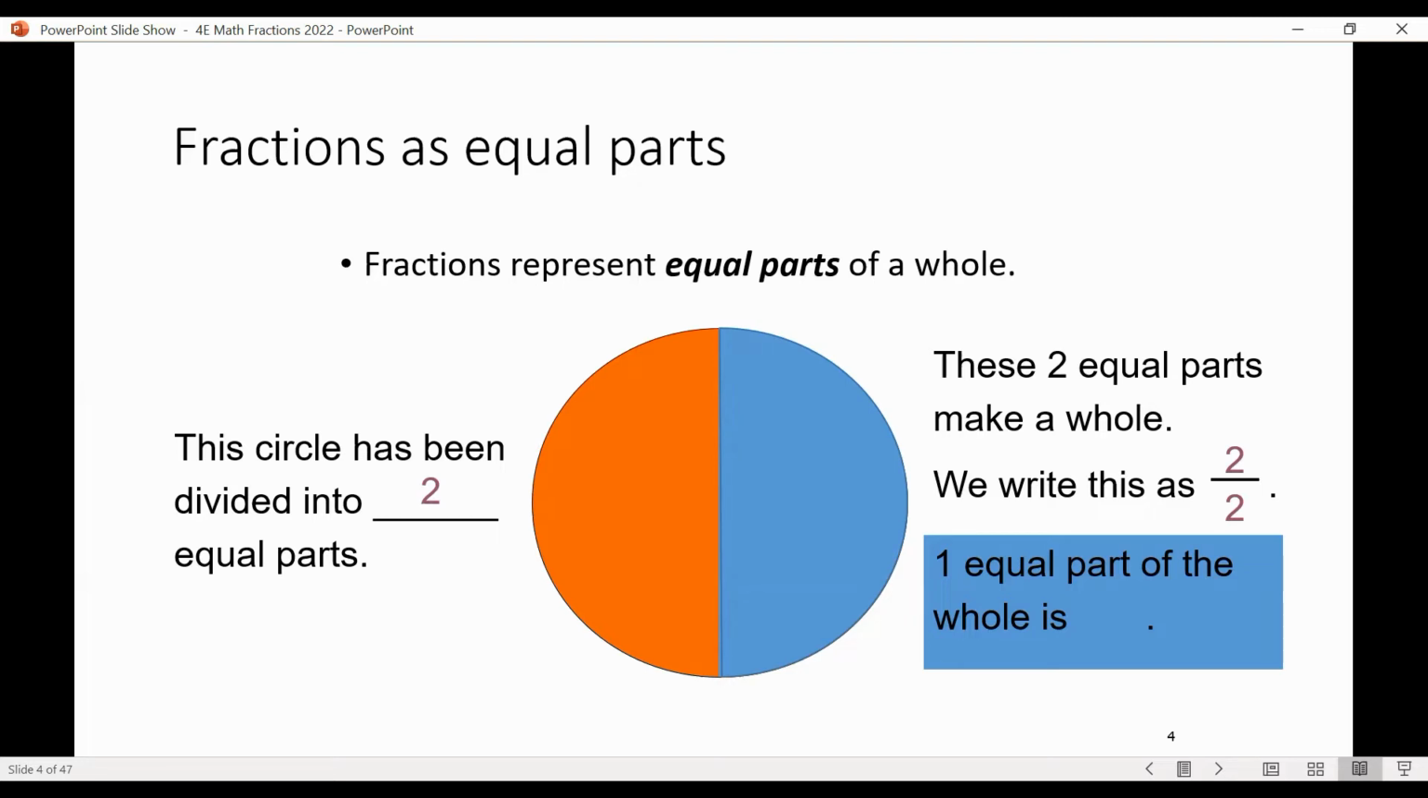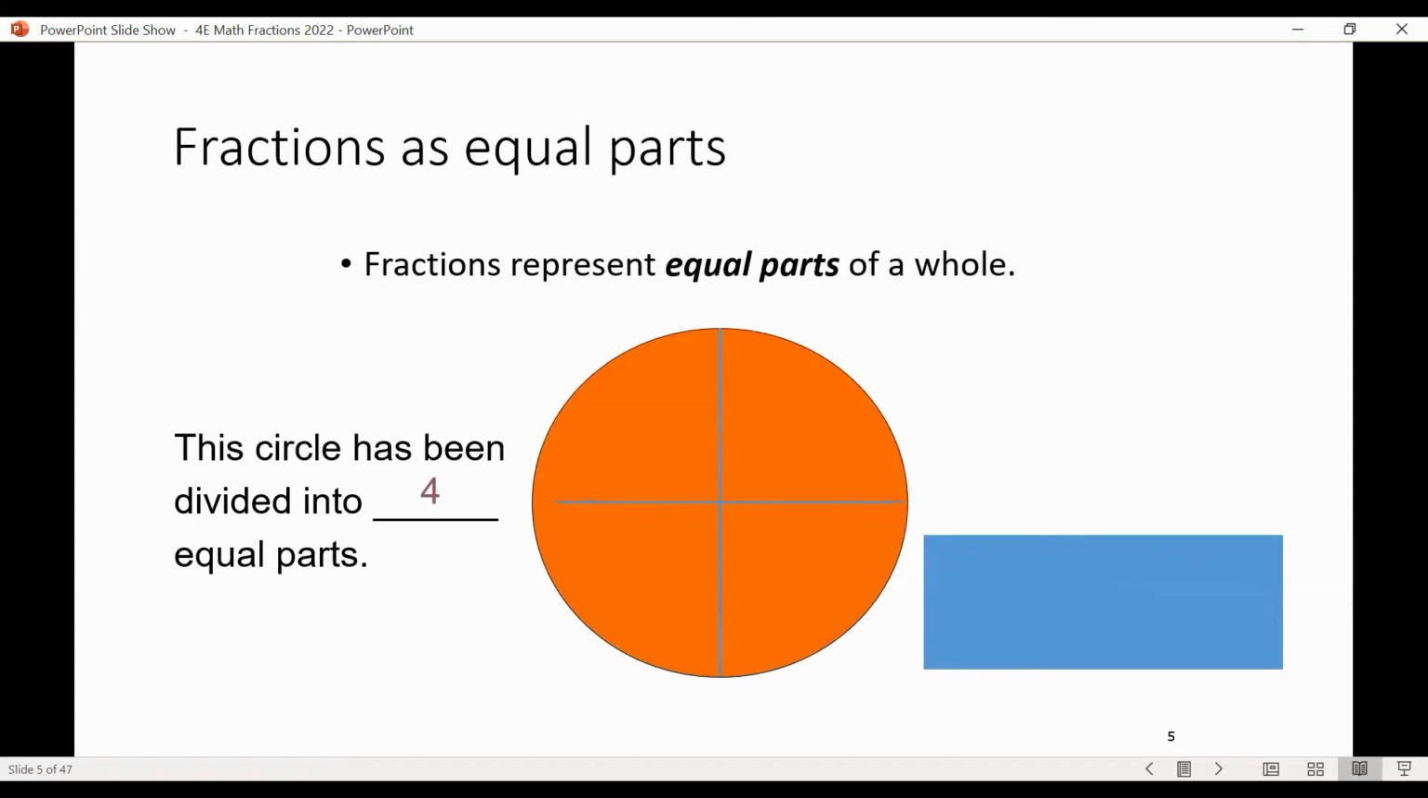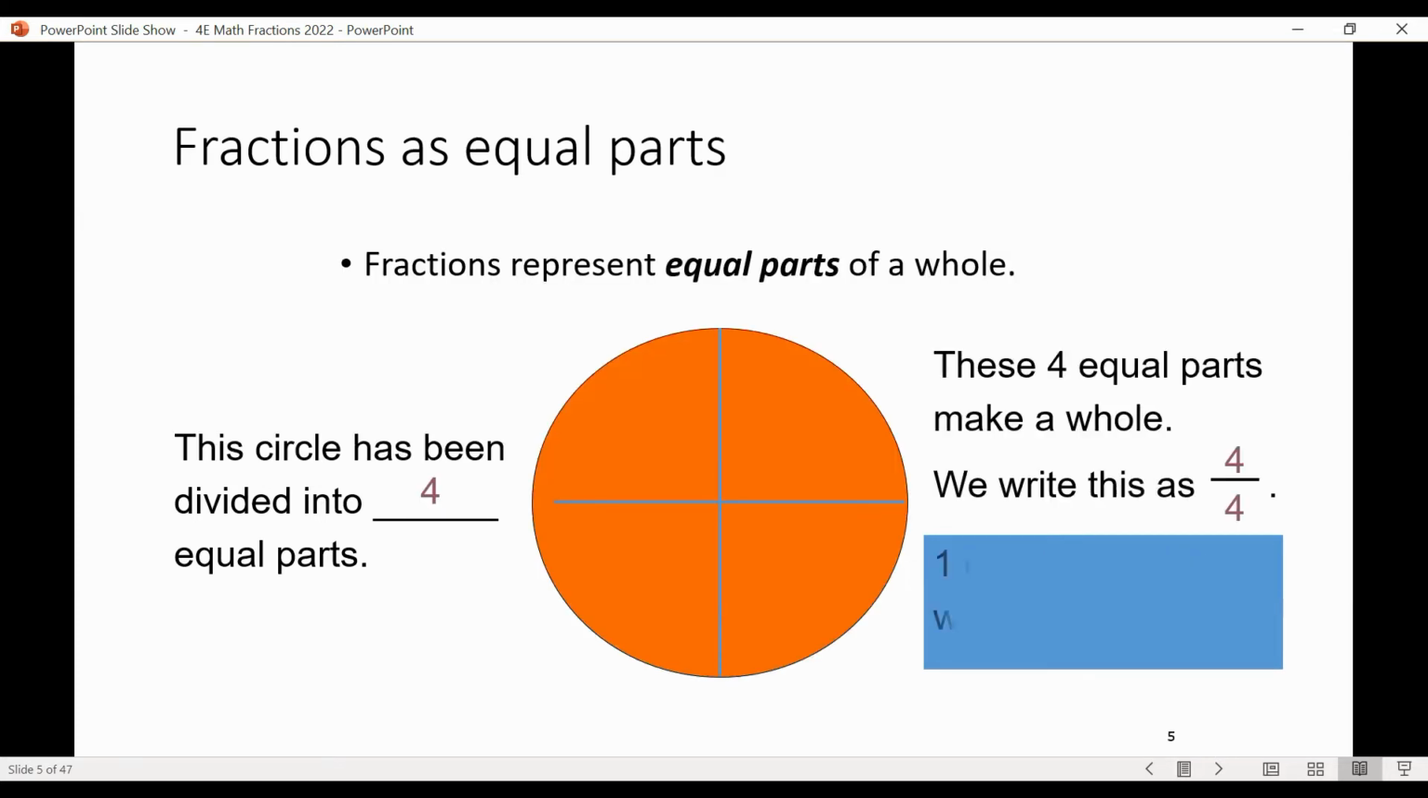So let's use half and quarters, we are all quite familiar. We understand from P2 that fractions represent equal parts of a whole. When I cut up a pizza into 4 equal parts, the whole thing will become 4 out of 4 equal parts. The fraction part is in the middle, and 1 equal part of a whole is called 1/4. You name it differently from whole numbers.